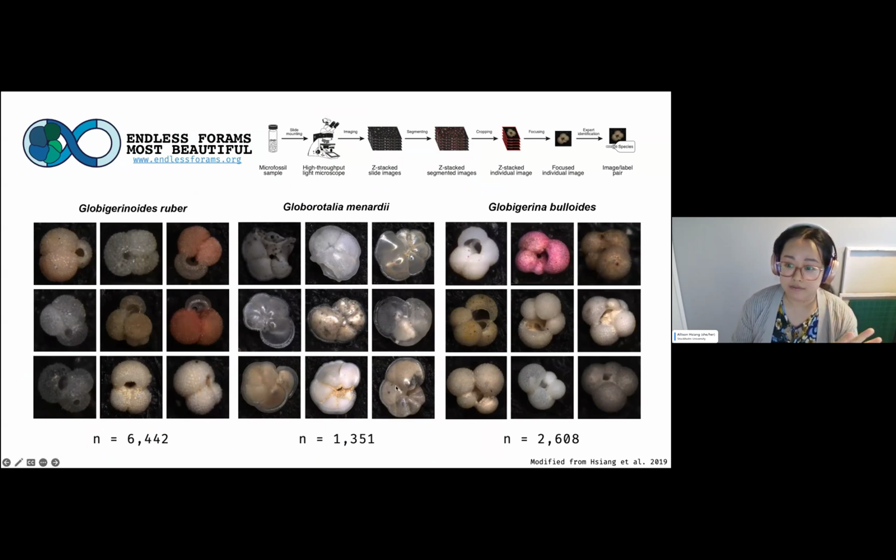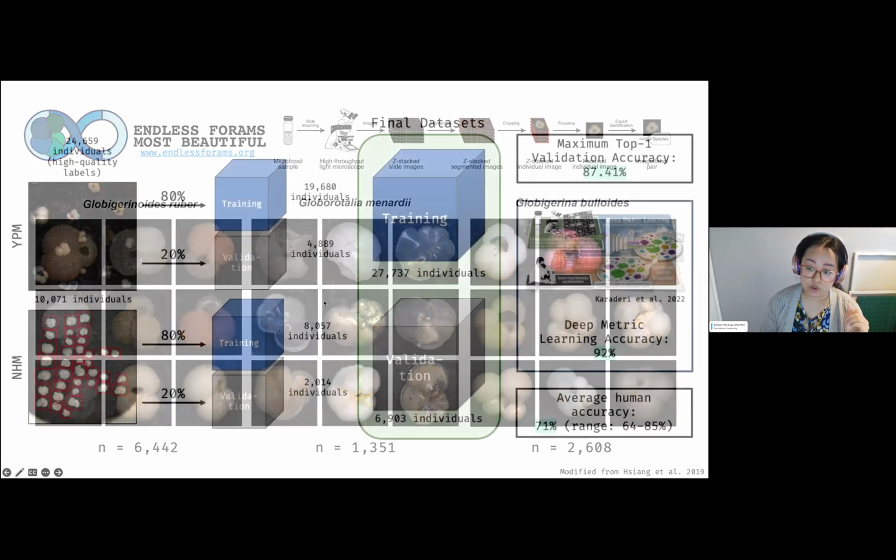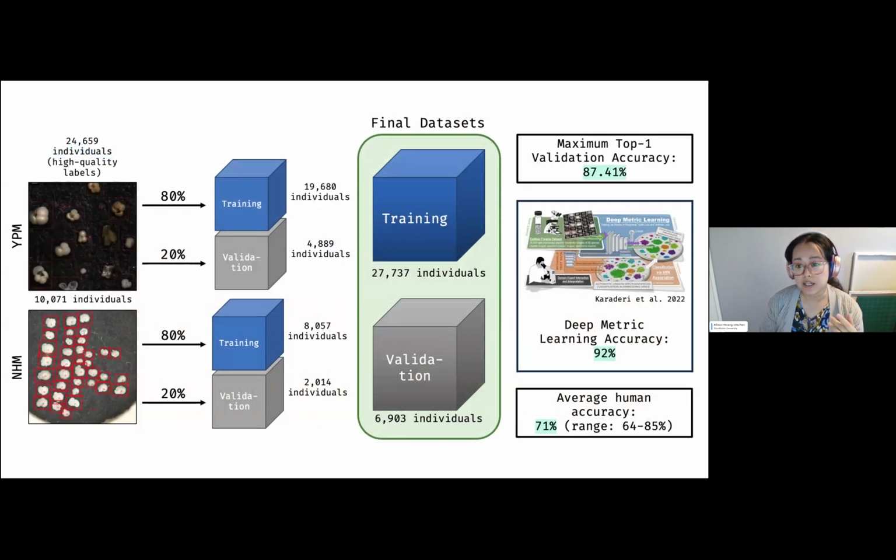But now that we had this data set with all these high quality species labels, what we then did was train a supervised machine learning model to be able to identify species of planktonic foraminifera using this data set. This data set had 34 species of planktonic foraminifera in it, and we were able to train this model such that it could get accuracy of about 87.41%. And since we published the Endless Forams paper, we have used a different model called a deep metric learning model, which has pushed this accuracy up to 92%.